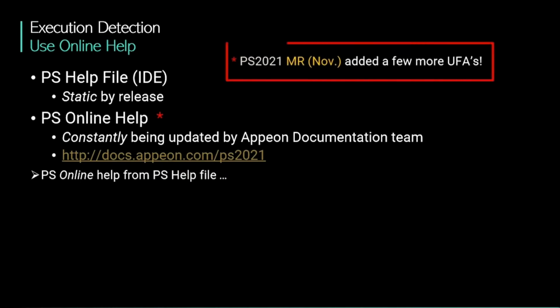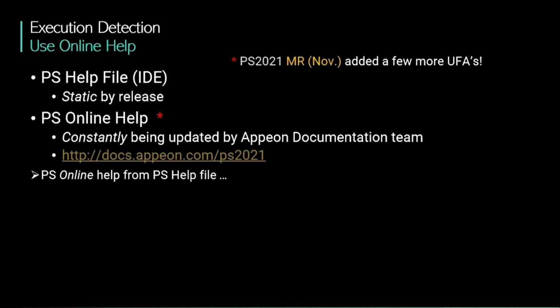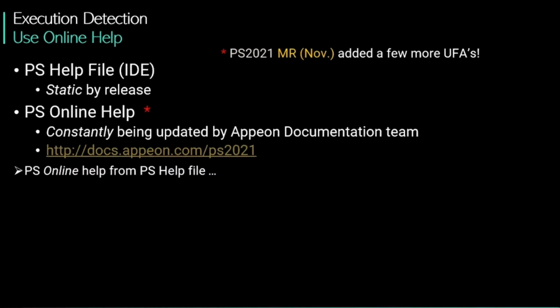So notice that the PowerServer 2021 maintenance release, which was released in November of 2021, has added a few more unsupported features. So again, the online documentation is the most up-to-date. Note that the PowerServer online help from the PowerServer built-in help file is also available.